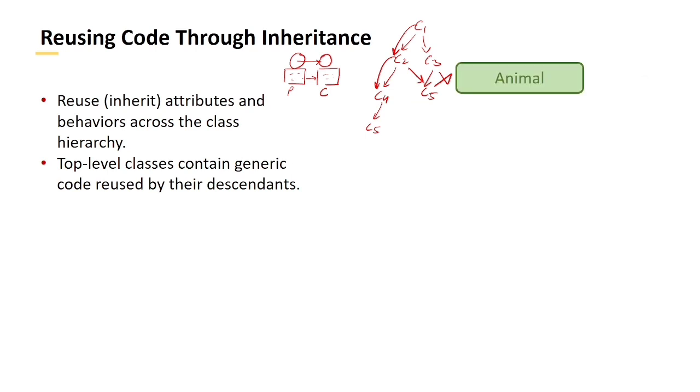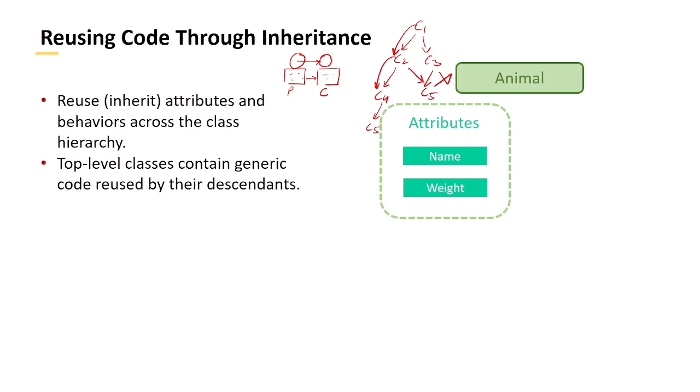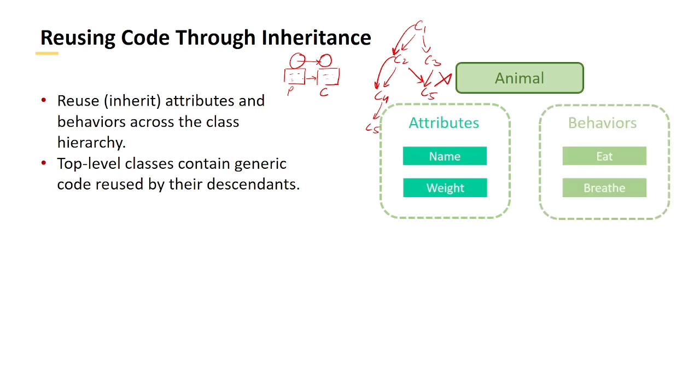So let's take a very good example. We have animal, and animal has certain attributes, right? It has name and weight, and it has certain behavior. That is, the animal eats and it breathes. So what are attributes? Attributes are actually your data, or you can say variables, right? So attributes are nothing but your variables. And what are behaviors? Behavior actually refers to your methods. Okay, so attributes, variables, behavior, methods. So we have name attribute, we have weight attribute.